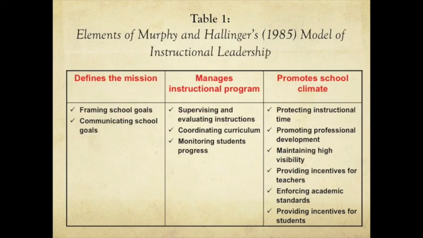This table presents the elements of Murphy and Hallinger's model of instructional leadership. The first dimension is defining the mission. Here, the activities include framing school goals and communicating the school goals to the stakeholders. Second, the leader manages the instructional program. Management includes supervising and evaluating the instruction, coordinating the curriculum, and monitoring the students' progress.